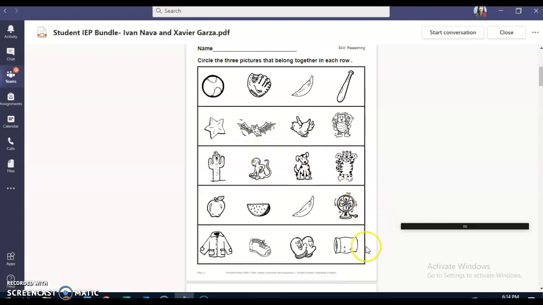So go ahead and work on the last 2 rows. Remember, we're looking for pictures that belong together in each row. When you are done, please upload your picture to our Teams app.